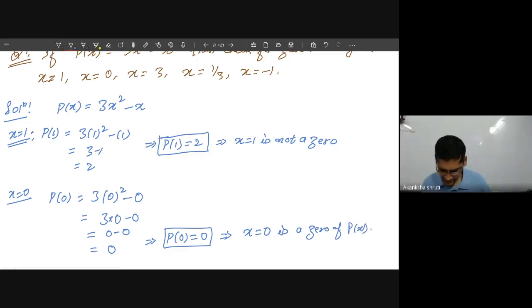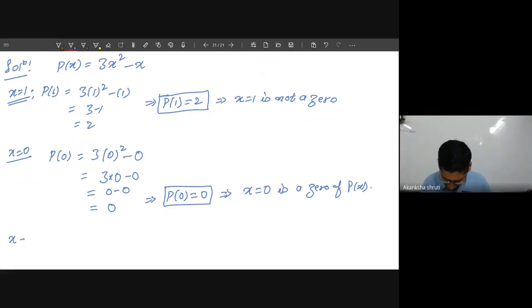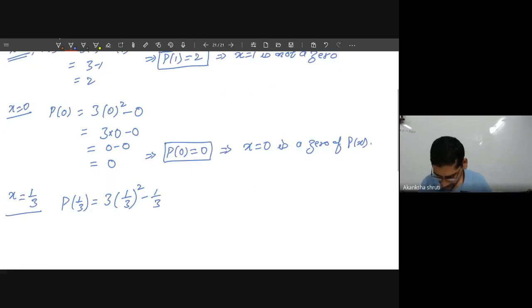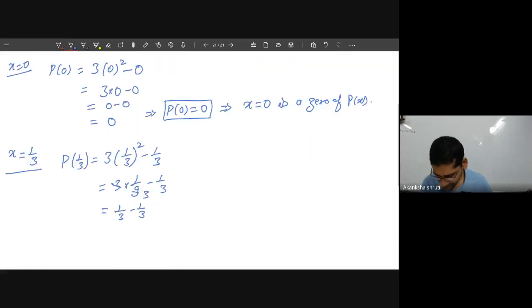Other thing you can check. Even x equals, let me take 1 by 3. At 1 by 3, what is the value of p(x)? So you have to substitute 1 by 3 in place of x. So 3 into (1 by 3) squared minus 1 by 3. So it is like 3 into 1 by 9 minus 1 by 3. The 3s cancel, so it is like 1 by 3 minus 1 by 3. So it is equal to zero.